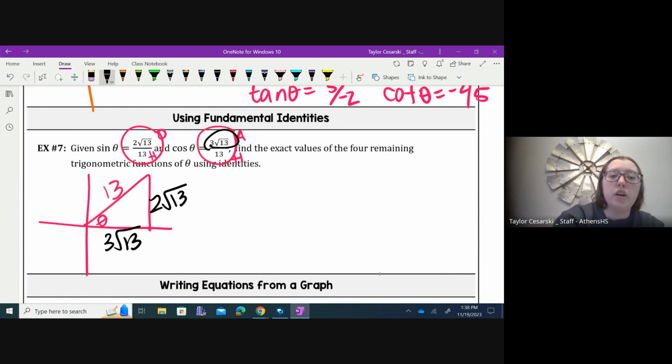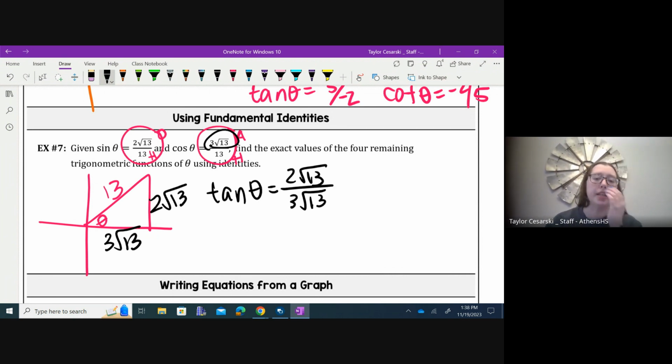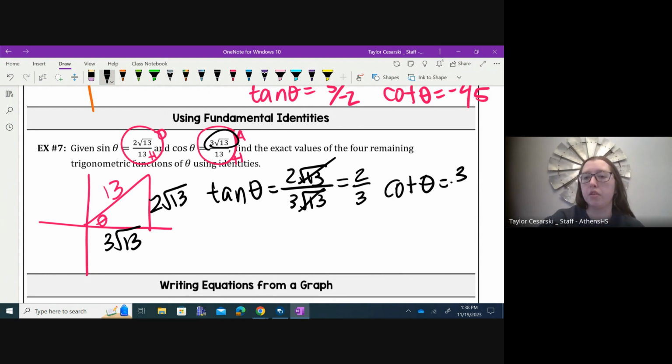All right, so let's go ahead and find tangent of theta. It's opposite over adjacent. We do need to simplify this. That's not the same as rationalizing. I do see that this and this are the same, so I just get 2/3, which means cotangent of theta is going to be the reciprocal of that, which is 3/2.